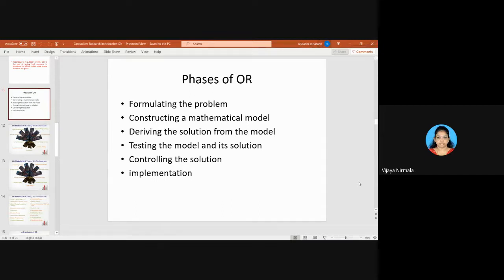Based upon the perfect mathematical model, you derive various solutions, and those solutions are tested, to see whether they are working or not. And finally you get control over the solutions. The solutions you get must not deviate. Why? Because as we use mathematical techniques, the solution must be under our control.